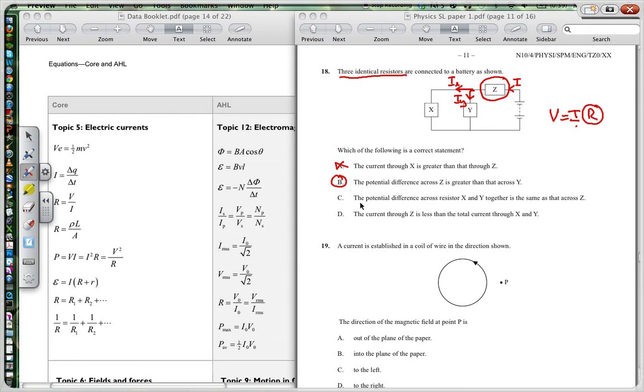Let's have a look at the other ones just to see what they are. The potential difference across resistor X and Y together is the same as that across Z. No, it's not necessarily the same, it all depends, but we do know that the potential difference across X also equals the potential difference across Y. And the current through Z is less than the total current through X and Y. As we've said, that is not correct, so it must be B. B is the correct answer there.